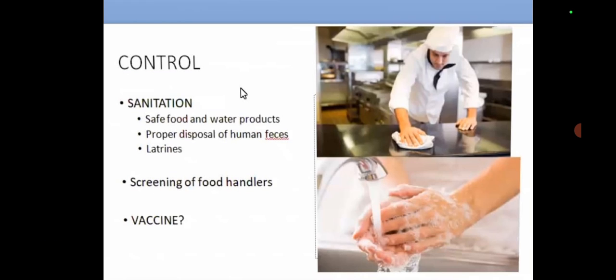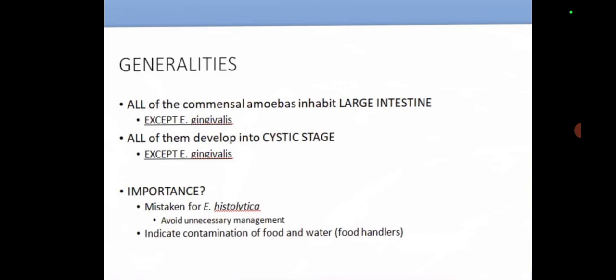the gallbladder. For control, we can do sanitation like safe food and water supplies and proper disposal of human feces in latrines. We can also use screening of food handlers, and a vaccine if it is possible.